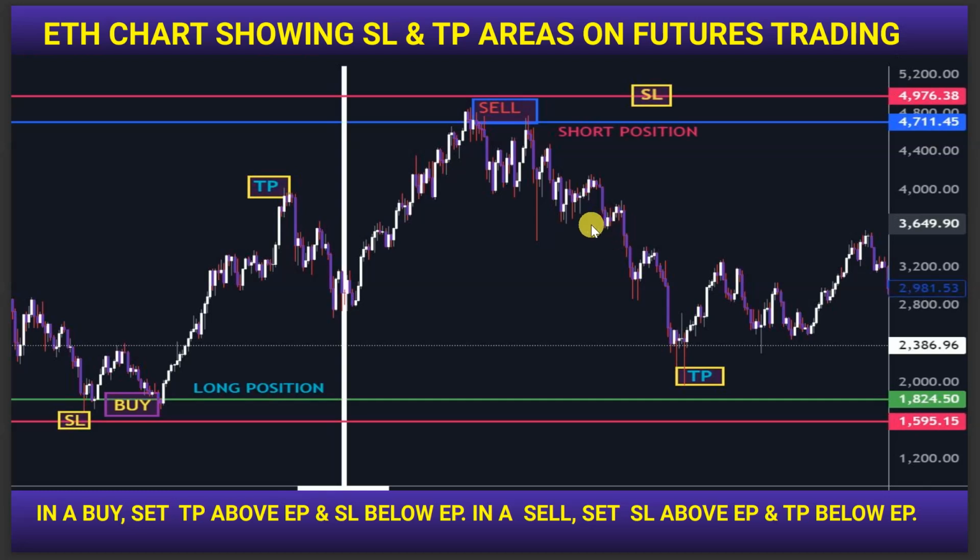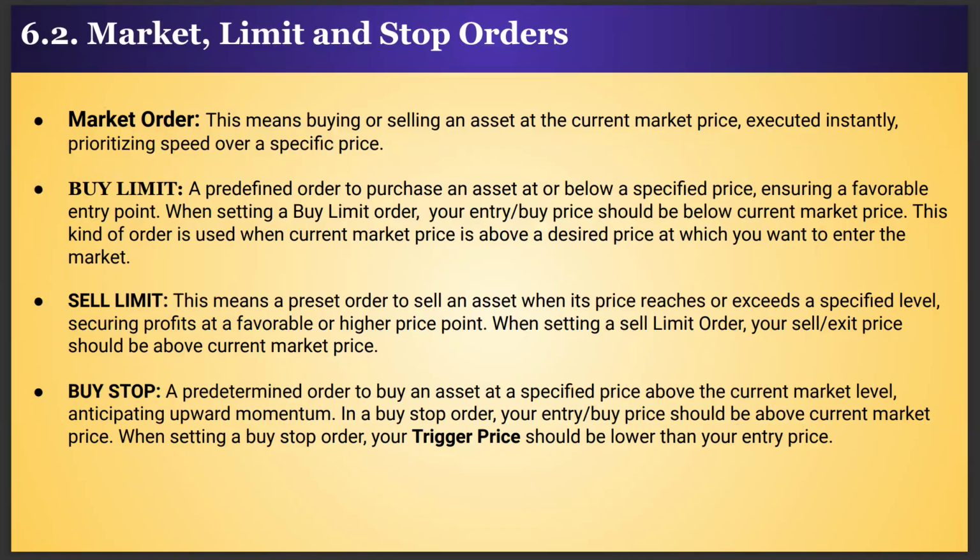Why did I tell you this story? This is what trading without stop loss can cause. Guys, don't give up the only power you have over the market. So that is stop loss for you. Let's get to the next thing on our slide. On our slide, we're going to talk about market limit orders, right?